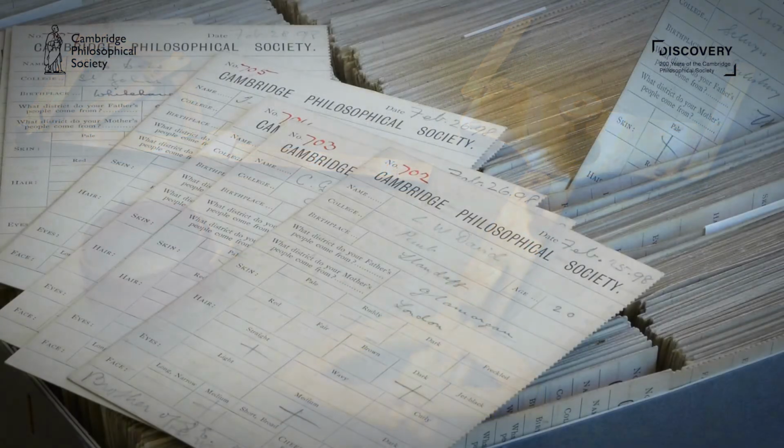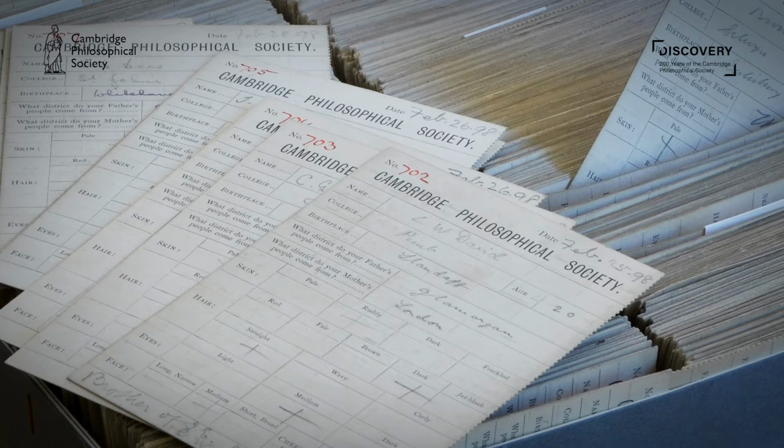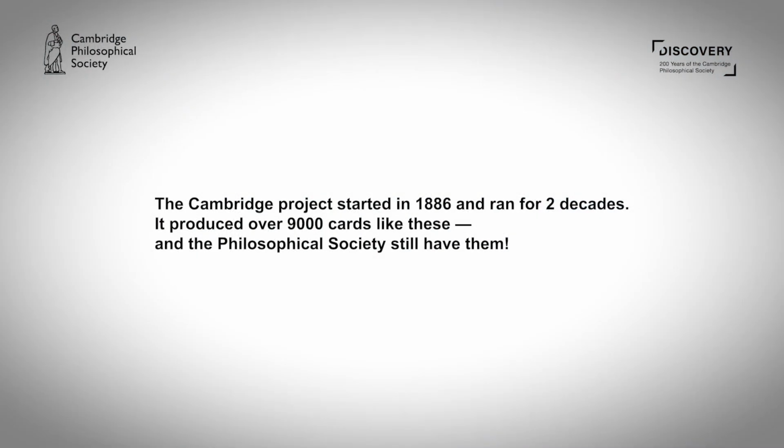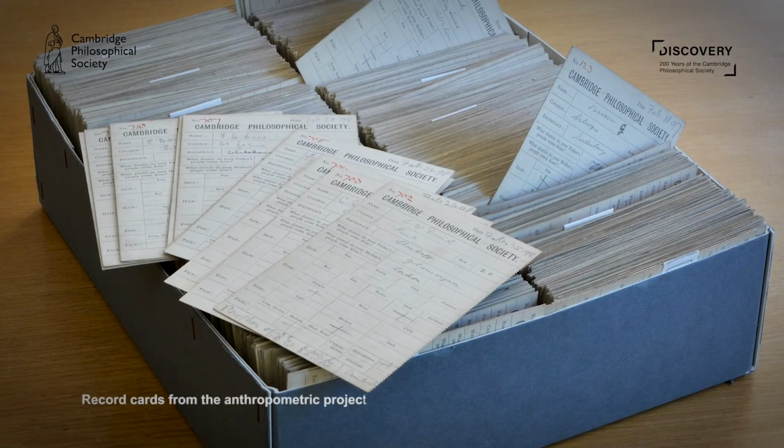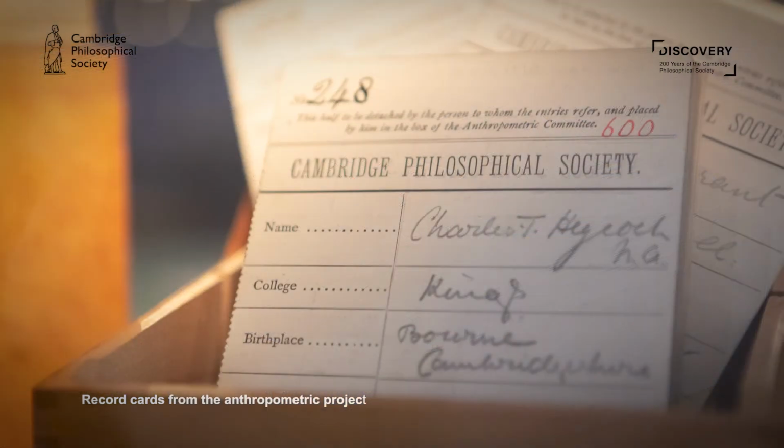And it was open to anyone who had access to their library. The librarian did the measurements, and that meant they were all members of the university, a much more uniform clientele than Galton's experiment, where he got people of all types. Well, the project ran for over 2 decades, and it produced over 9,000 cards like these, which you see in this picture here. And the Philosophical Society still has them filed away in their archives.